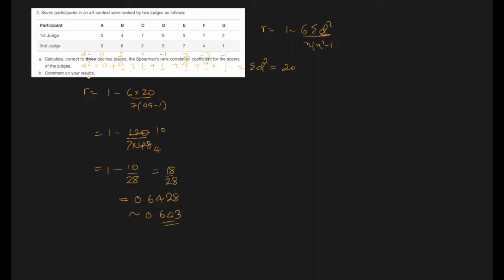Part B says comment on results. What does this 0.643 mean? That's what they're asking. So this was part A. For part B, we can say that the two judges gave moderately similar ranks. They are not very close. 0.643 is moderately close. It's not very close.